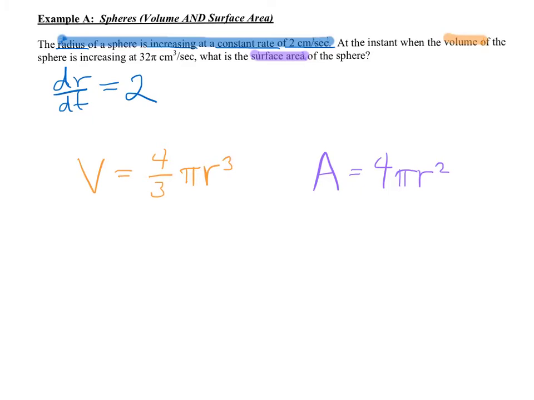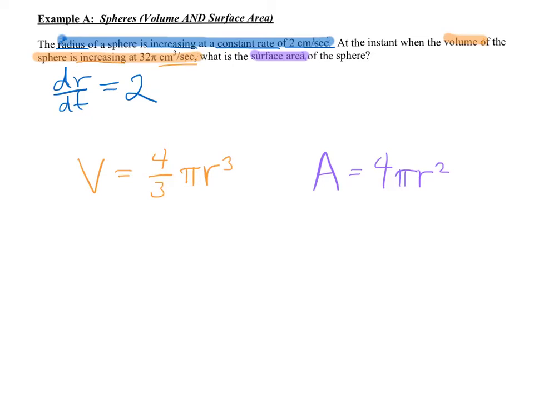Now, if we continue reading, they tell you more information about the volume. They say that at the instant when the volume of the sphere is increasing at 32 pi cubic centimeters per second. So when you look at that, what variable would we use for the 32 pi? Well, it's about volume, which is V, but then it says increasing, and if you look at those units, that's one of those dead giveaways.